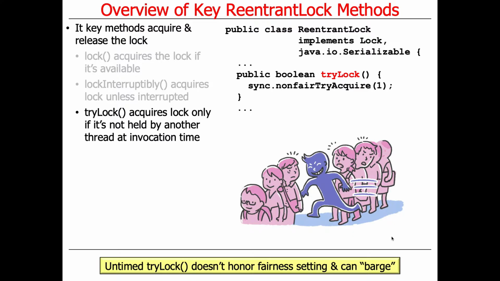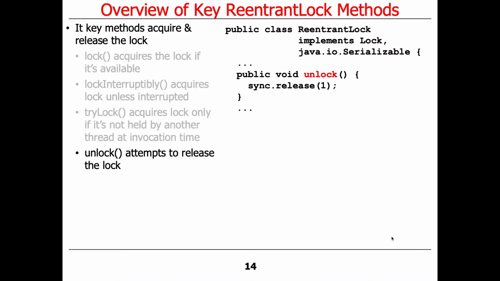tryLock acquires a lock only if it's not held by another thread at that moment. So when tryLock is called, if the current lock owner is nobody, then whoever calls tryLock will be the one to get it. And that particular method, the untimed tryLock, the one that doesn't take any parameters, doesn't honor the fairness setting. So even if you set the lock into fair setting, this will barge in and have the opportunity to jump ahead of people in line. Not entirely sure why they did that, but that's the way it works.